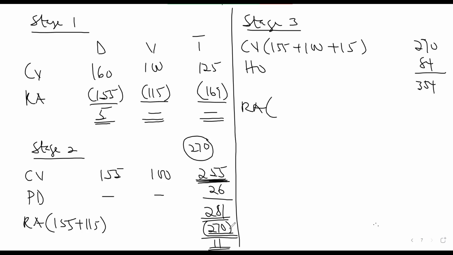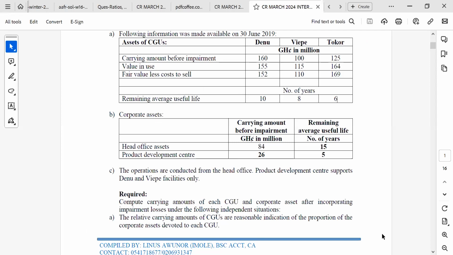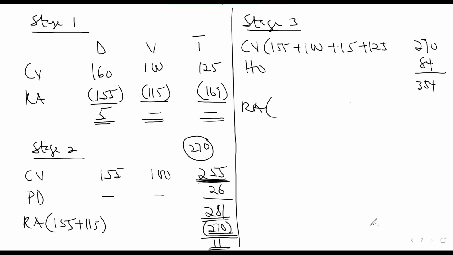Okay, 354. So let's now look at the recoverable amount for the total company. Sorry, the third one is supposed to come. The carrying value of Token is what? 125, isn't it? So we are doing it for the whole company. Where is the 15 coming from? The 15 is relating to the product development. It is 26. There is an impairment of 11.